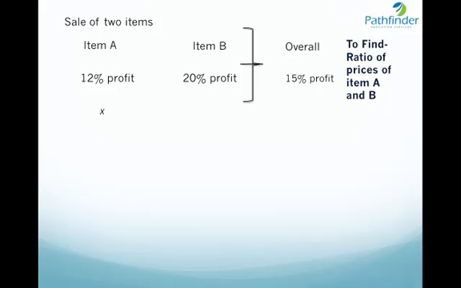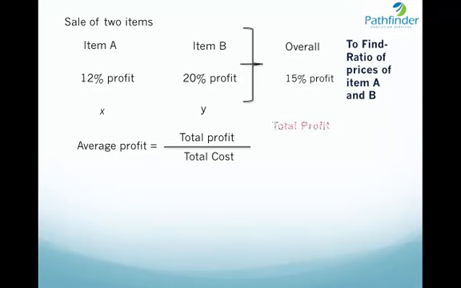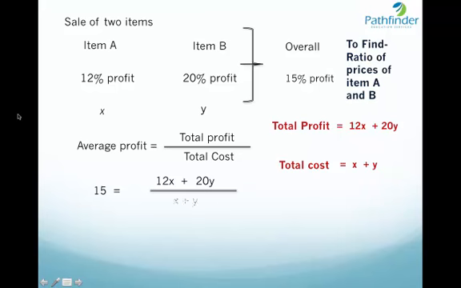Let us see how. If we assume that the cost price of item A is X rupees and the cost price of item B is Y rupees, then the average profit must be equal to the total profit in rupees divided by the total cost. This will give us the average profit. How do you calculate the total profit? Total profit is the profit on the sale of A, that is 12% of X, represented as 12X here, and the profit on sale of B, that is 20% of Y, which is represented here as 20Y. And what is the total cost? The total cost is again X plus Y. So the average profit, 15%, is given to us. So 15 is equal to (12x plus 20y) upon (x plus y).